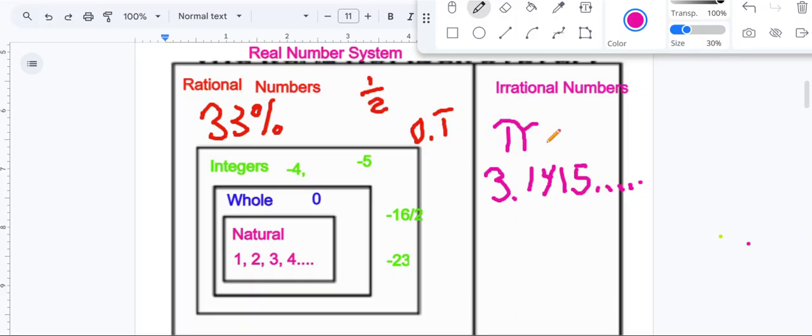It goes on forever. Okay? That is the real number system. Go ahead and fill that in your notes. Pause the video, catch up with this, and then unpause when you're done to do the next part.